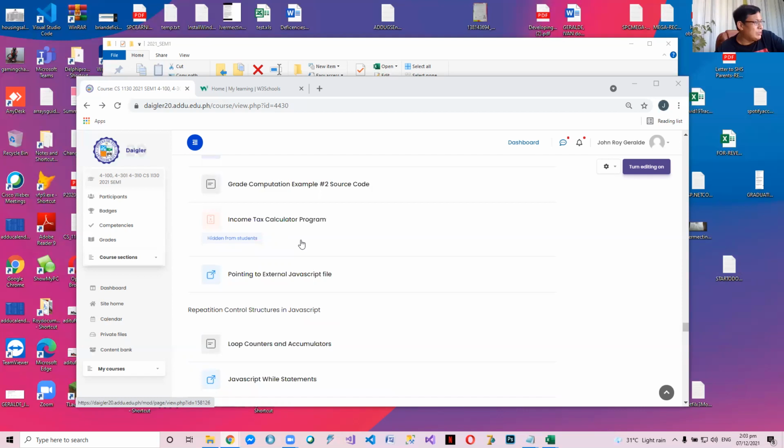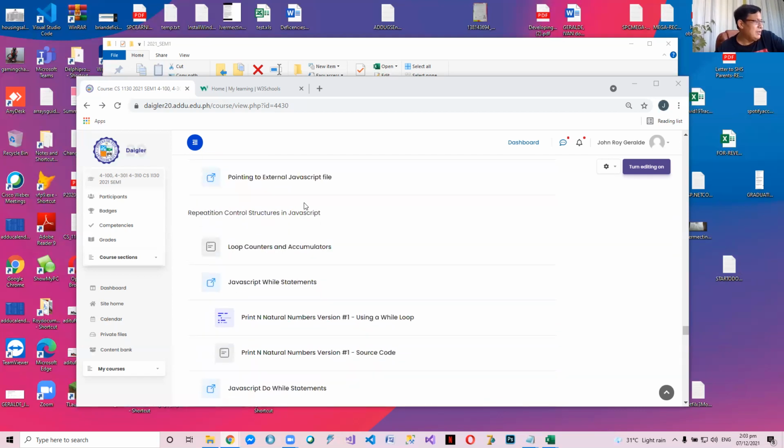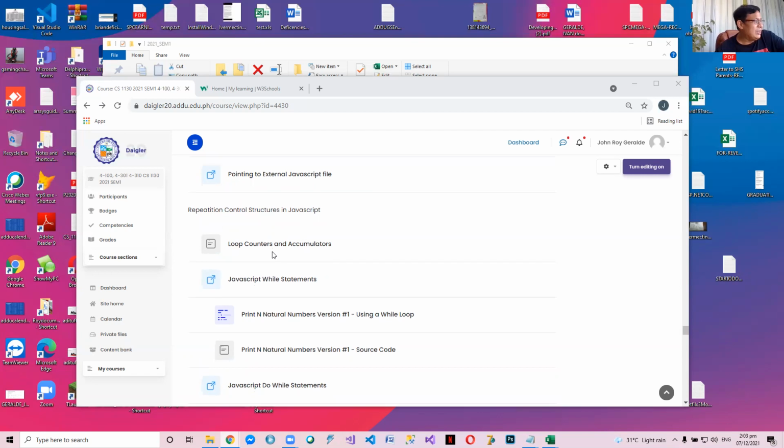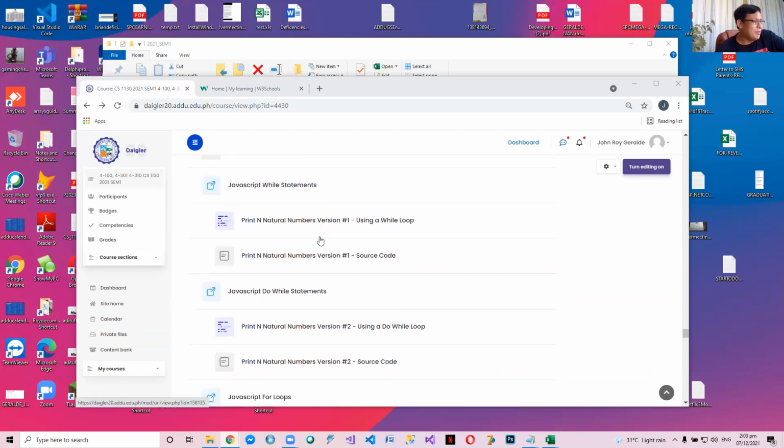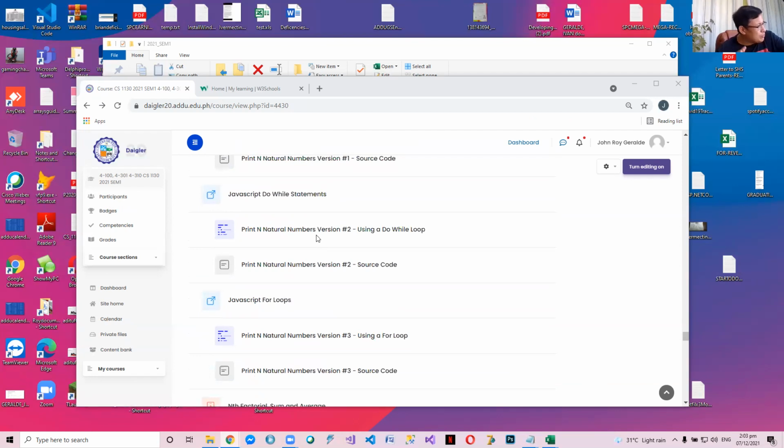And then we can split our JavaScript from our HTML by pointing to a different file. And then we have loop counters and accumulators. If you don't understand what I'm talking about, don't worry. Okay, we'll go through them. JavaScript while statements. I will show you a special program in JavaScript which is very familiar. No? It's called an online shopping cart. Do you follow? Online shopping cart.